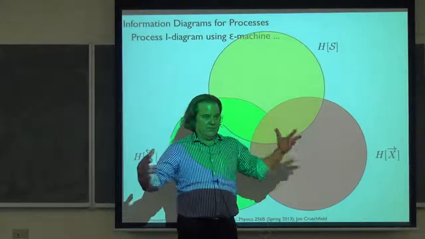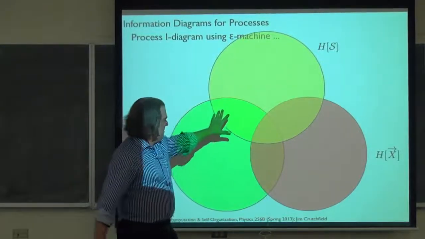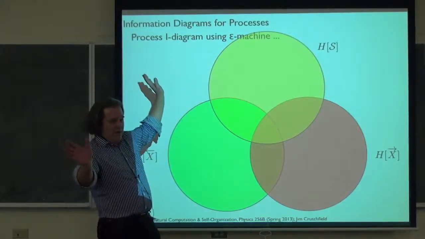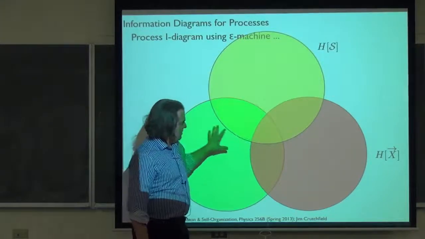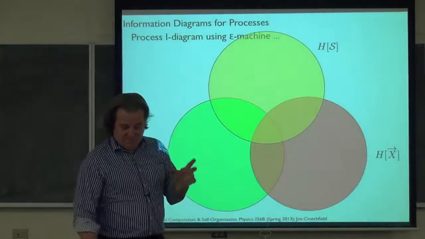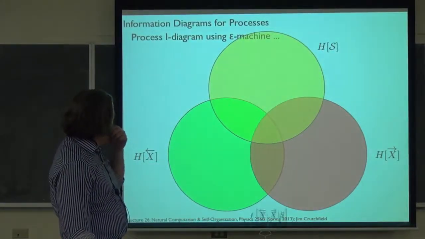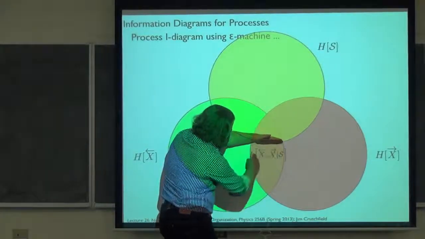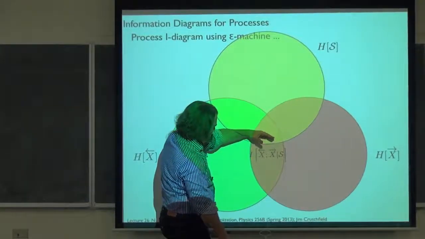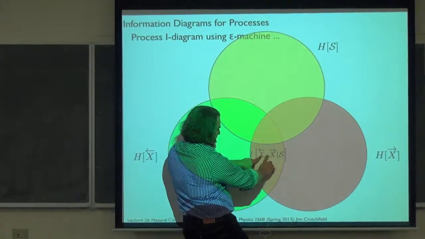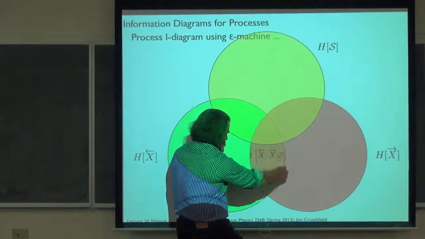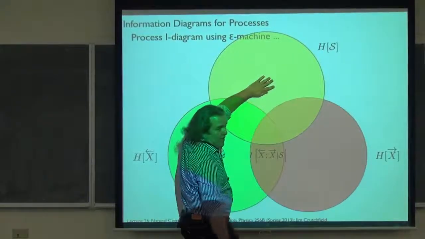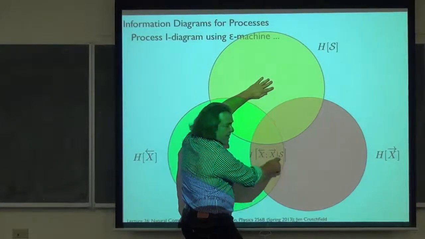And the question is, well, as I've drawn it, I've made the spatial relationships as if they were arbitrary random variables, just like in the three variable case. Okay, but there's more we know. In particular, this brown wedge down here is the mutual information between the past and the future. That's this big piece, the excess entropy. And then I condition on the state information. I pull that out.